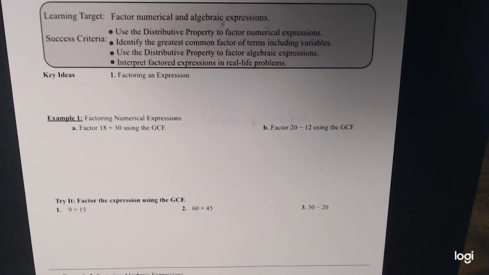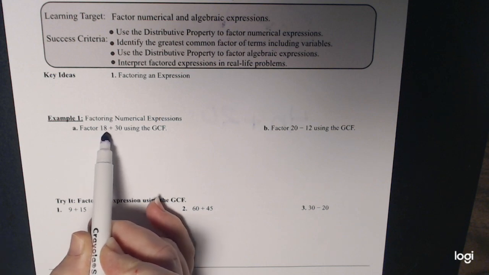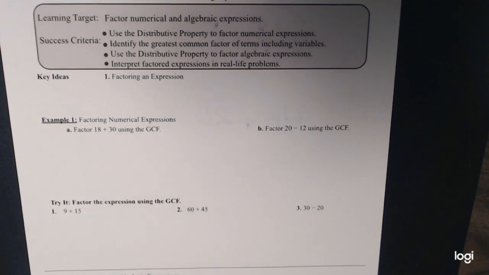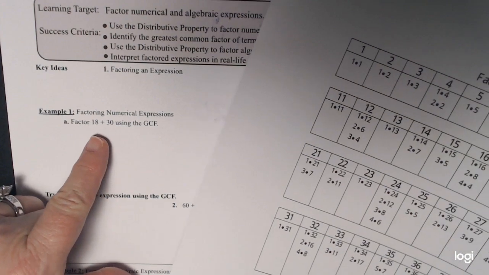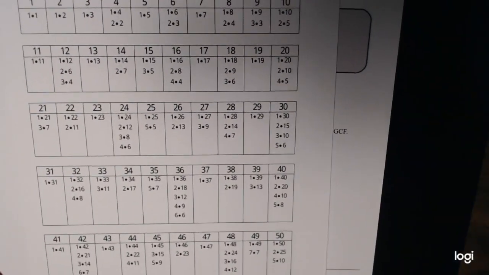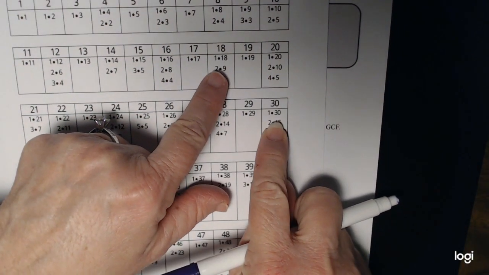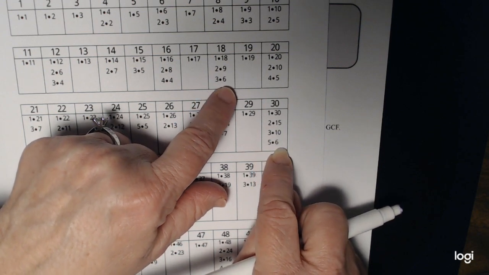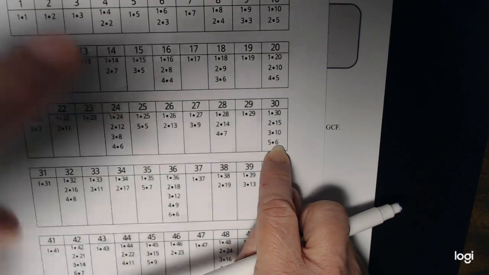Let's look here at example number 1. Factoring numerical expressions. Well, this is an expression, right? And it's 18 plus 30. We're going to factor it. So I'm going to look at 18 and 30, and I have to think of the greatest common factor that they both have. Well, if you don't know your factors and your teacher's giving you a factor sheet, you're going to look at 18 and 30. So here's one kind of a factor sheet that I have. Here is 18 and here is 30, and I have to look at the factors they have in common. They both have a 1, they both have a 2, they both have a 3, oh, they both have a 6. Looks like 6 is the largest factor that they have.